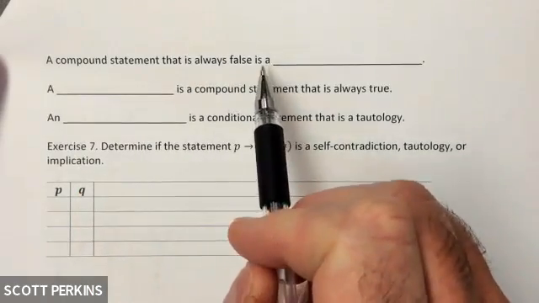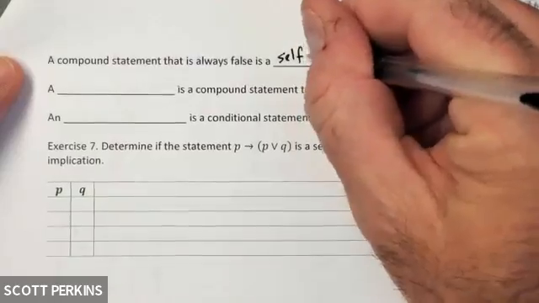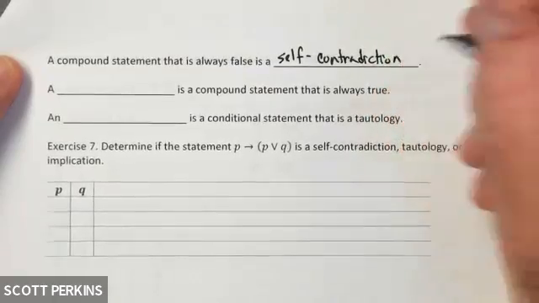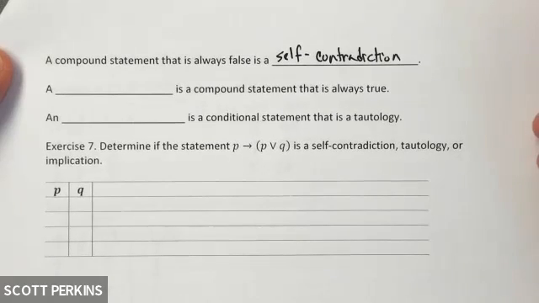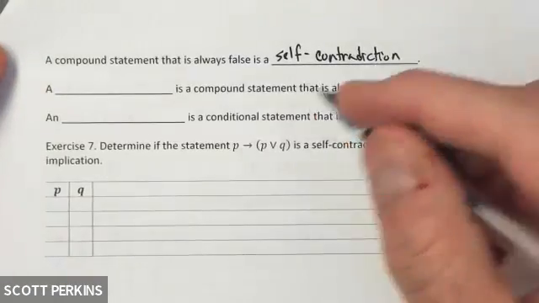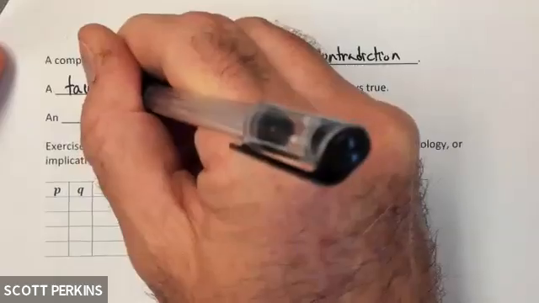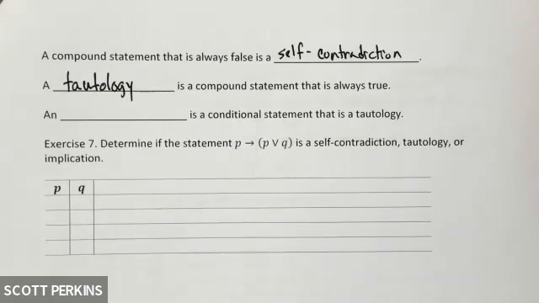So when you do your truth table and you have a compound statement that is always false, no matter what the conditions are, that is called a self-contradiction. On the flip side of that, you can have a compound statement that's always true. When you have a compound statement that's always true, it's called a tautology. T-A-U-T-O-L-O-G-Y, tautology. That means something is true, no matter what the values of the initial conditions are.